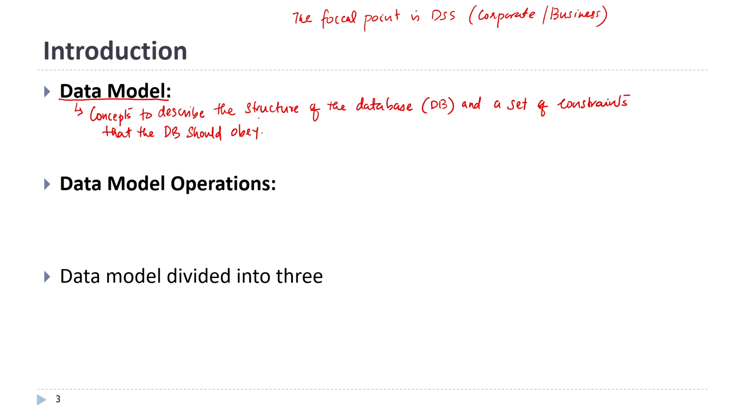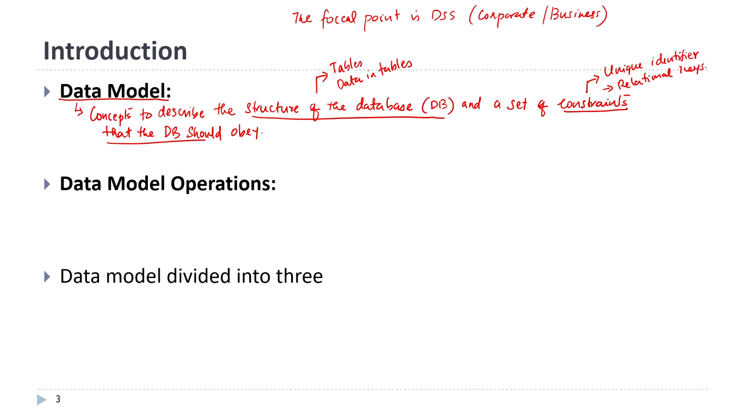So, it describes the structure of the database, how the database will be, what the major tables will be. So, this will include the tables, the data that goes into the tables, etc. And the constraints include the unique identifier, relational keys, etc. We will talk about relational keys and so on later. So, the structure of the database and the set of constraints that the database should obey, both put together, give you the data model.